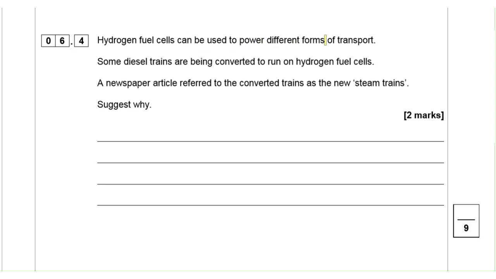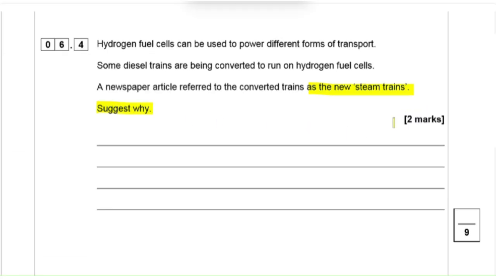6.4. Hydrogen fuel cells can be used to power different forms of transport. Some diesel trains are being converted to run on hydrogen fuel cells. A newspaper article referred to the converted trains as the new steam trains. Suggest why? For 2 marks. Now, a suggest means there could be a number of answers and there's no definitive answer. They're looking for you to use your imagination a little bit.